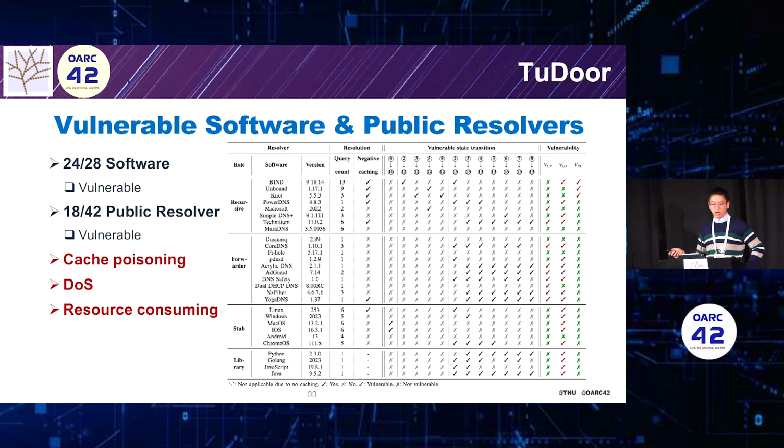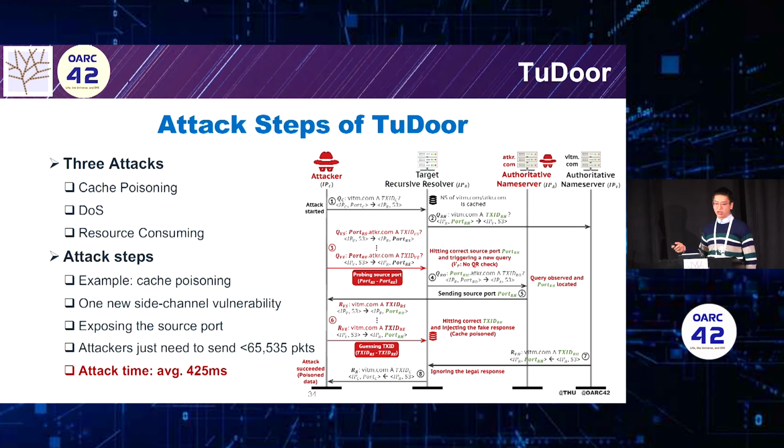And finally, we investigated all the DNS resolvers and some libraries, and we found 24 out of 28 software or libraries are vulnerable. We also scanned the public resolvers, and we found 18 out of 42 are vulnerable. Vulnerable means it may lead to cache poisoning, denial of service, or resource consumption by utilizing this kind of vulnerability transition. And finally, we find the TuDoor attack.